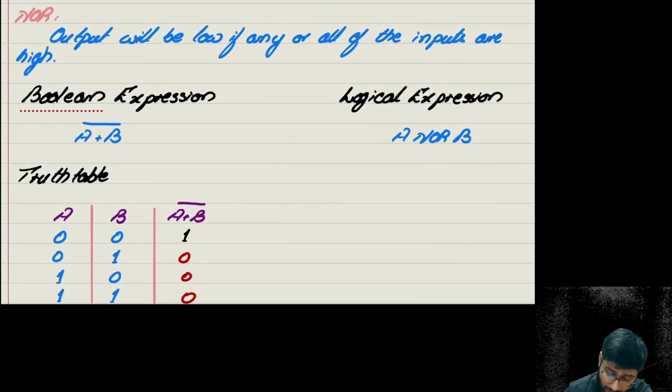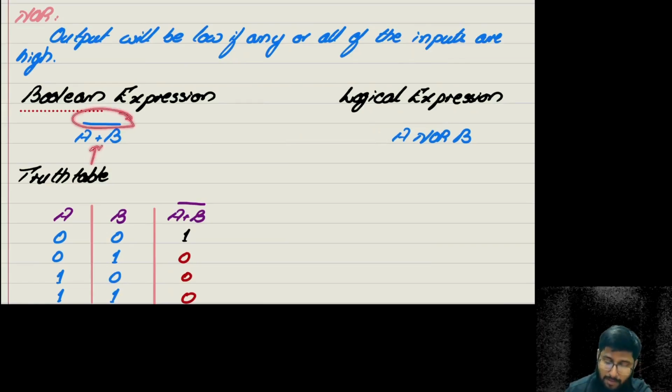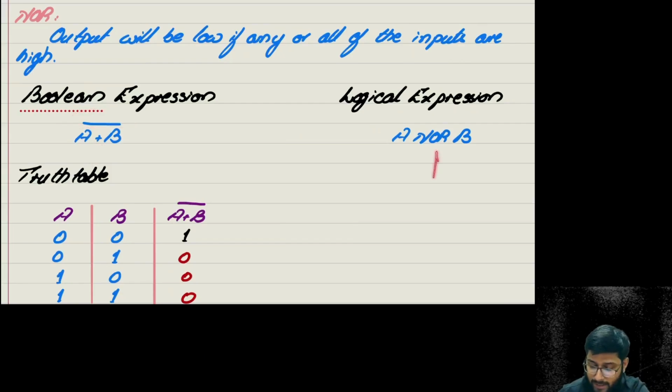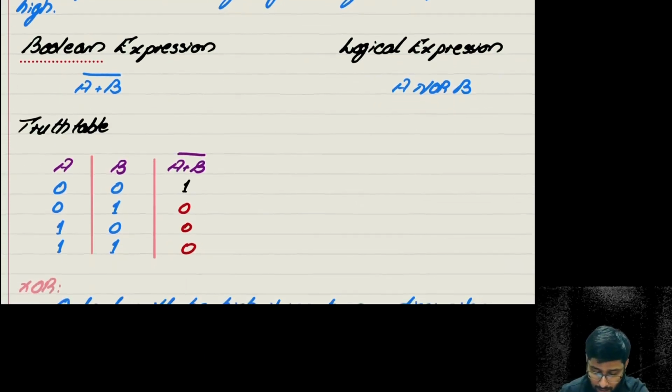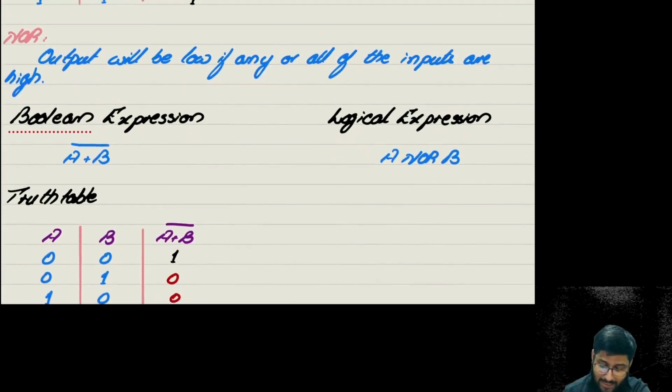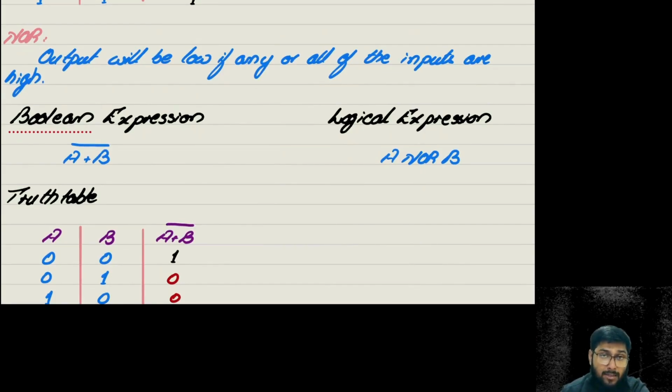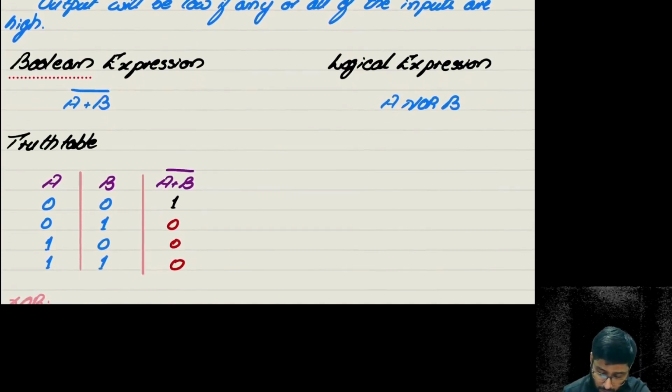For the NOR gate, as the OR gate was represented by a plus symbol, for the NOR we will be placing a bar over it. For the logical expression, we will be simply writing NOR, the name of the gate. Now coming towards the truth table, it says the output will be low if either of them is 1, so that means the answer is going to be a 0. So for only 0 0 it will be a 1, other than that for 0 1 it will be a 0, for 1 0 it will be a 0, and similarly for 1 1 it will be a 0.